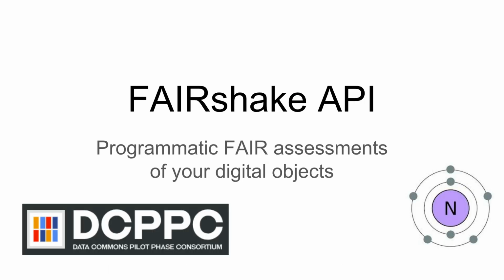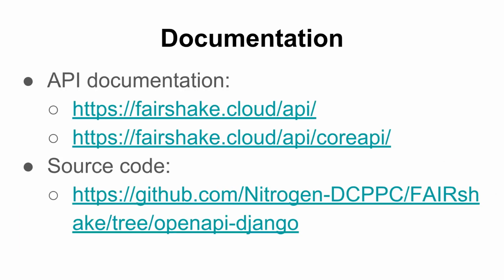Today I'm discussing the FAIRshake API and how you can use it for programmatic access for fairness assessments of your digital objects. Everything I discuss here is well documented at fairshake.cloud/API in the form of a Swagger UI, and also at fairshake.cloud/API/core API in the form of a core API UI for the API introspection.